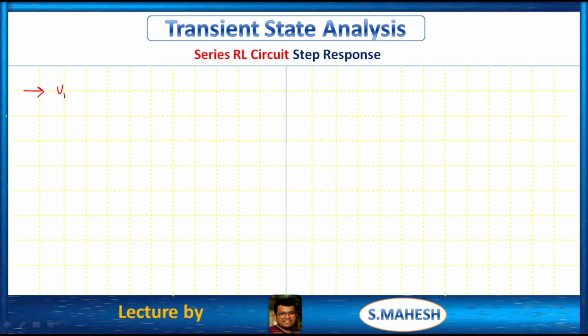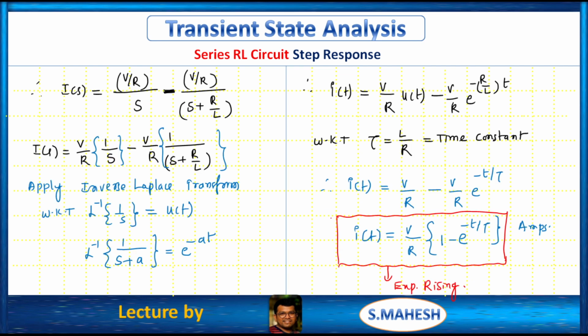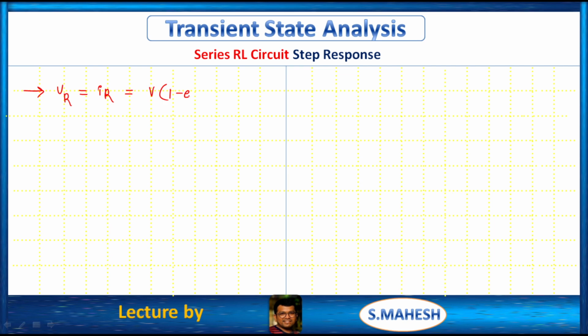Like that, what about VR? It should be equal to I into R, which is V by R into R. Only we have V into 1 minus e power minus t by tau, same as the forced response, right? Like that, VL is equal to Vs minus VR. What we are having? Simply V into e power minus t by tau, right? This is exponentially rising, this is exponentially decaying. You all know that, right?